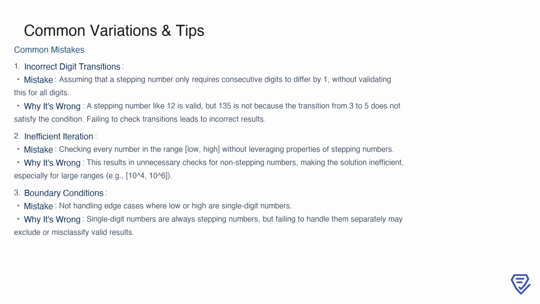Another frequent issue is inefficient iteration. Instead of leveraging properties of stepping numbers, some solutions brute force through all numbers in a range, even those that have no chance of being valid. This can significantly slow down the solution, especially for large ranges like 10,000 to 1 million. Lastly, boundary conditions are often mishandled. Single-digit numbers, like 0 through 9, are always valid stepping numbers. If these aren't handled explicitly, a solution might exclude or misclassify them, leading to incomplete or inaccurate results.